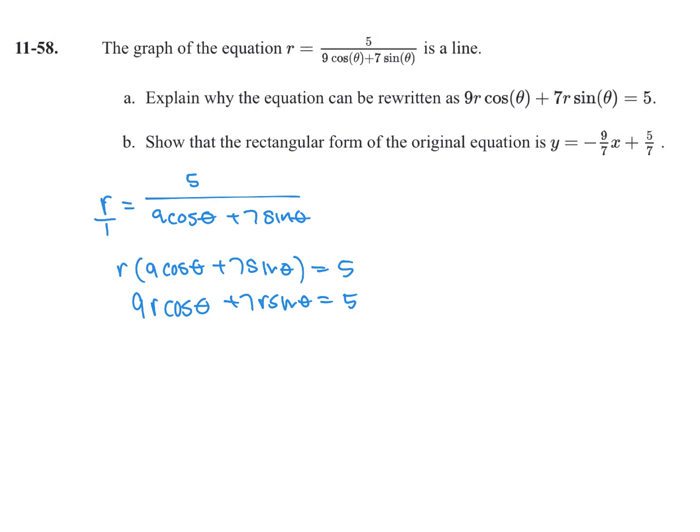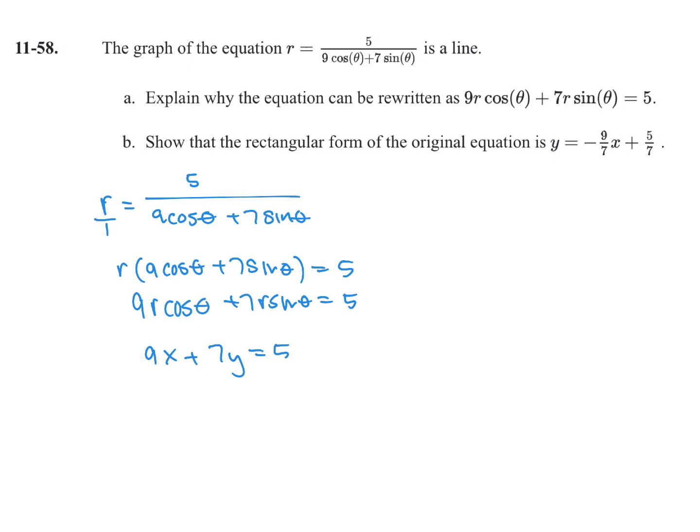Now it says show that the rectangular form of the original equation is y equals negative 9/7 x plus 5/7. Well, what is r cosine theta? r cosine theta equals x. And then plus 7, and then we have the r sine theta. Well, r sine theta is y. That equals 5. And this right now is in standard form.